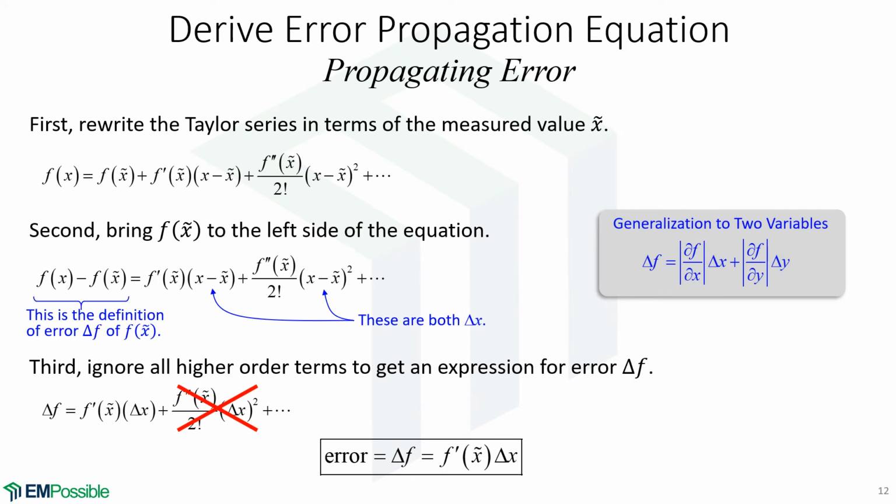So this was for one variable. We can generalize this to two variables, and it's always the derivative of the function with respect to the parameter times the error in that parameter. And we can do this for a y. And of course, if you can see this, you can see how we could generalize this to any number of parameters.